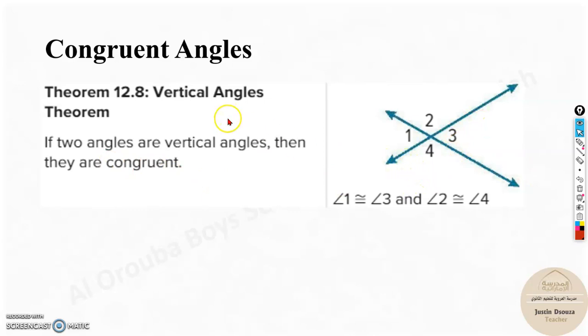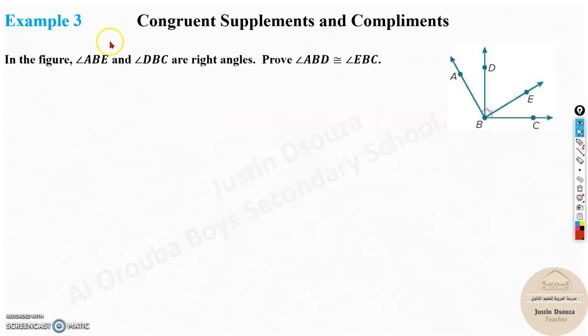Okay. Now let us solve a couple of problems. Over here we have a figure given to us. Angle ABE and DBC are right angles.